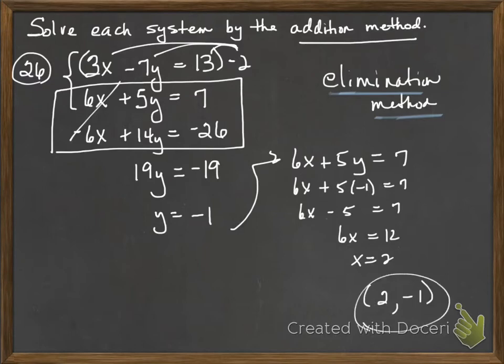And remember, like the first set of directions, if you want to check to make sure that you have the correct answer, then your x and your y would go back into both equations, and the 2 and the negative 1 would be a solution to both of the original equations. So these are always fairly easy to check.